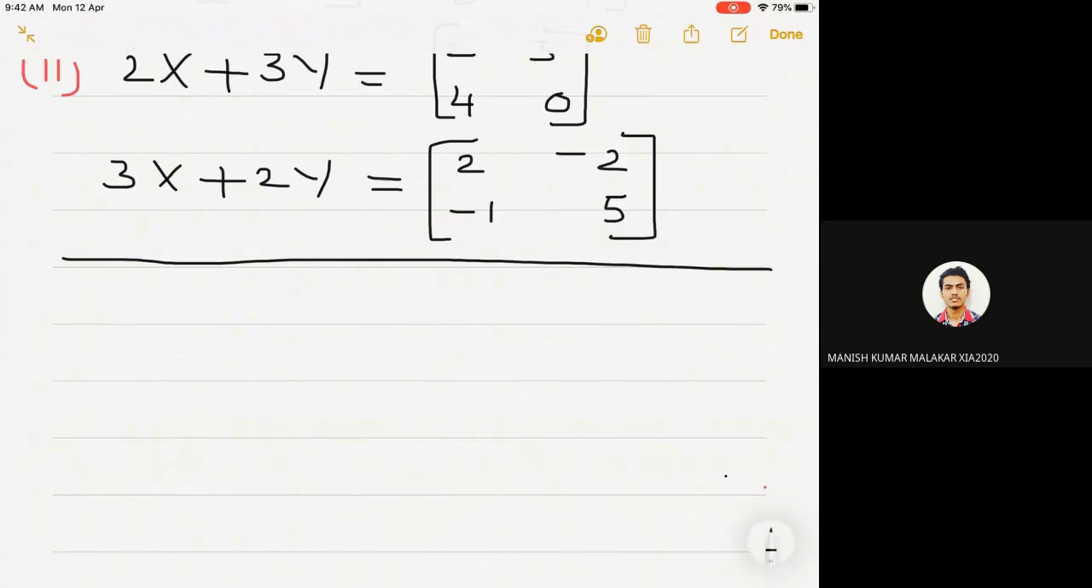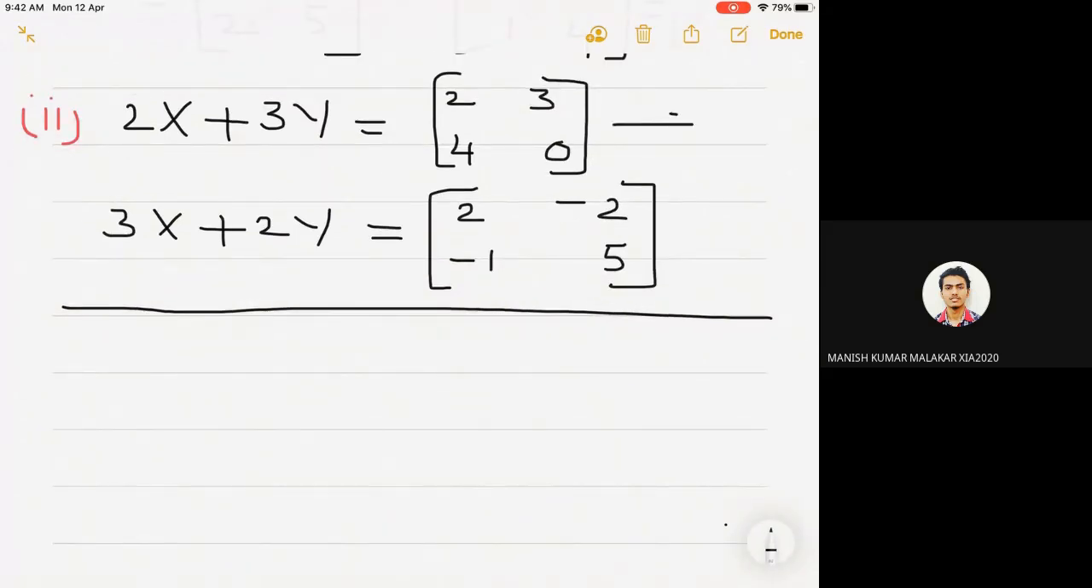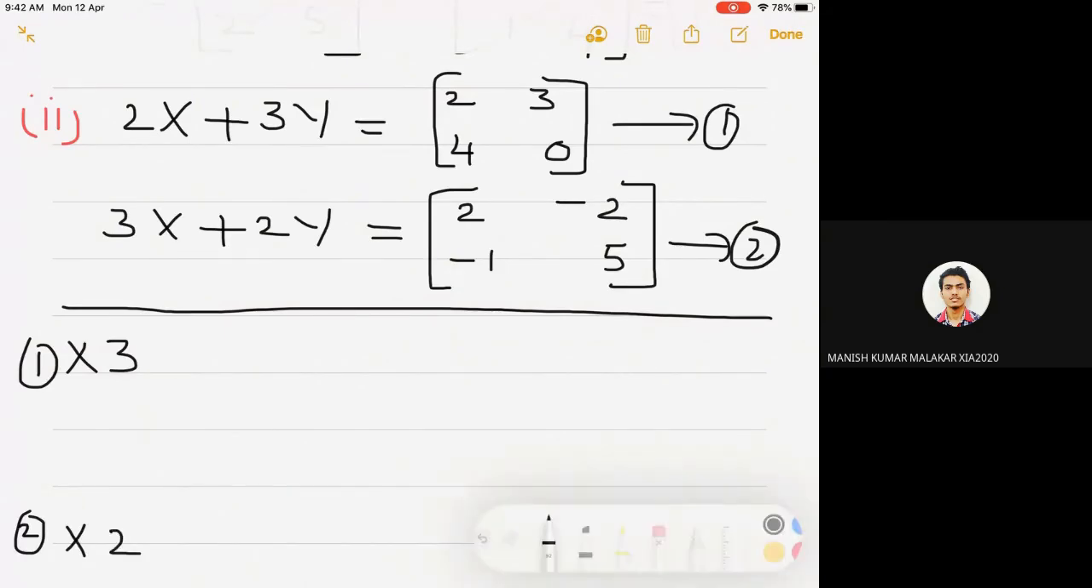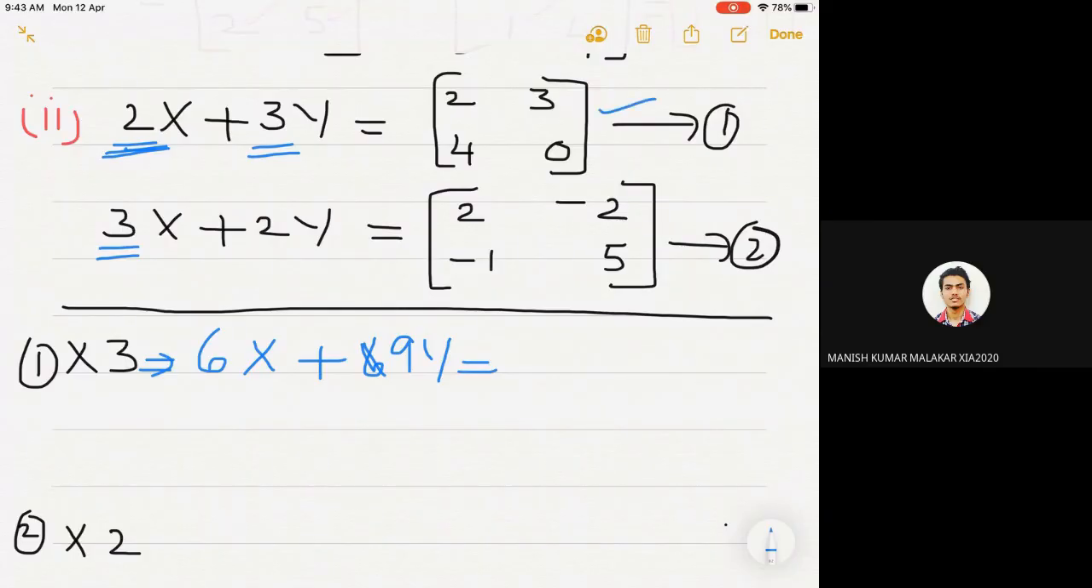So this is equation number 1, this is equation number 2. Equation number 1 I'm multiplying by 3, and equation number 2 I'm multiplying by 2. My purpose is to make this 2 as 6 and to make this 3 as 6. So the first one we are multiplying by 3, so we'll get 6x, 2 into 3, that is 6. The matrix also has to be multiplied by 3.